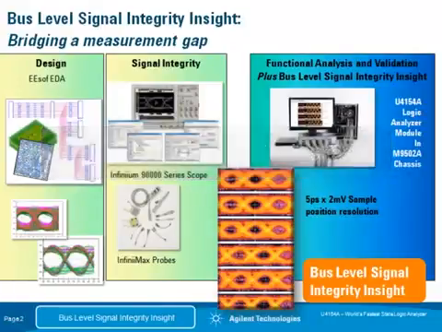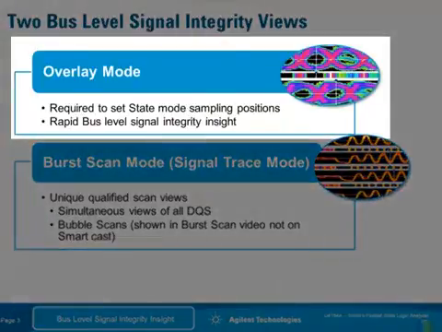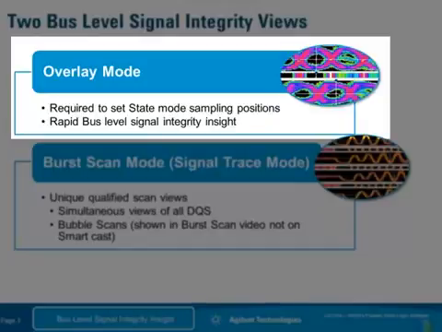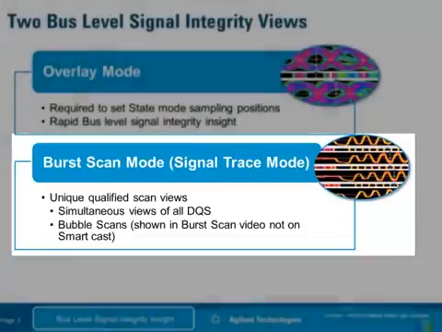Let's look at examples. 2 bus-level signal integrity views are available on the U4154A system. The overlay mode is the most popular mode for bus-level signal integrity insight. It is also the mode that is required to be able to set state mode sampling position. The next mode is a burst scan mode, also referred to as signal trace mode. In this mode, unique qualified scan views are possible. Several examples would be simultaneous views of all DQS and specific bubble scans, which are described and shown in the burst scan video but are not part of the SmartCast.